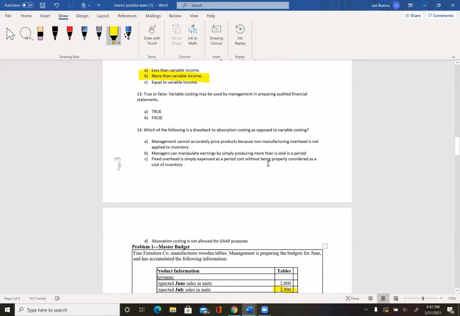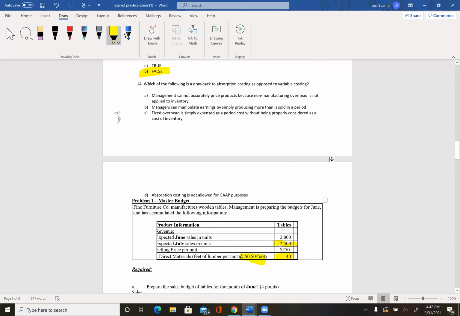And then for 13, variable costing may be used by management in preparing audited financial statements. This is going to be false. And absorption costing better upholds the matching principle. So it matches like the revenues with the expenses. And so that's why it's going to be better, because it's not going to be recognized in the same period as revenue if it's variable costing.